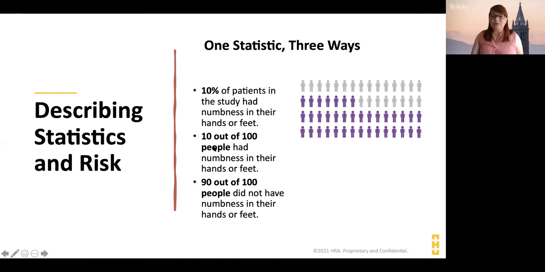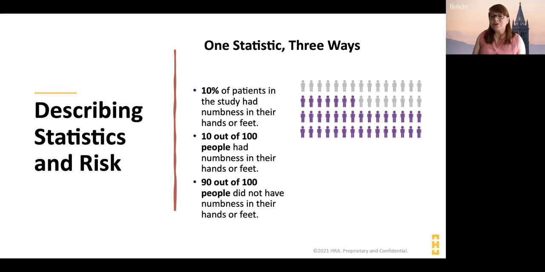When you're talking about risk, it helps to express things both as 10 out of 100 people did have this and 90 out of 100 people did not, because you want to communicate both the good side and the bad side of a particular risk. It's one way of lowering people's anxiety and making sure that everyone understands both sides of the coin. For most people, data is easier to understand as a frequency, which is 10 out of 100 or 90 out of 100, and they prefer seeing information that way, as opposed to a percentage.